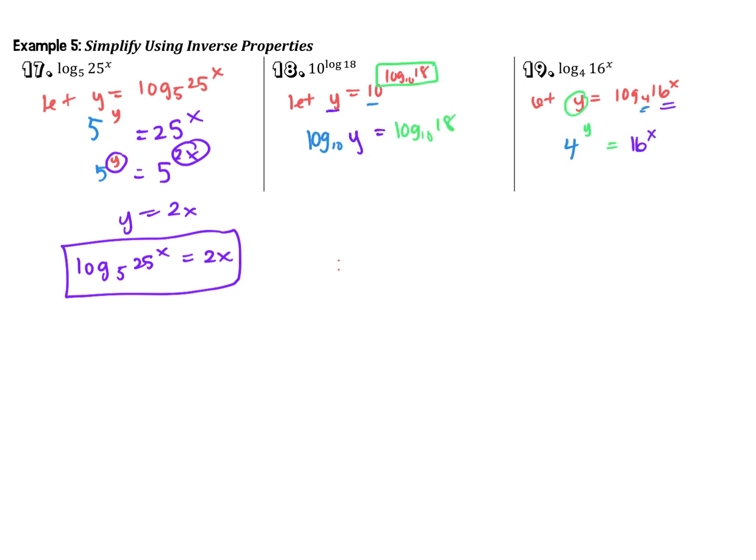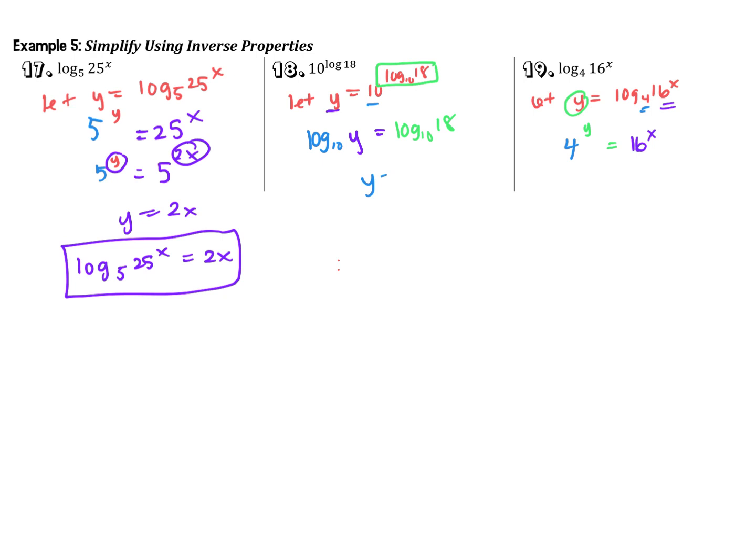So on 18, the base of the exponent is 10, so log base 10 of y is going to equal the exponent because the log is equal to the exponent. The green part is the exponent. For 19, it's already in logarithmic form, so you're going to switch to exponential form. 4 to what power? Well, the log is equal to the exponent, so 4 to the power of y equals 16 to the power of x.